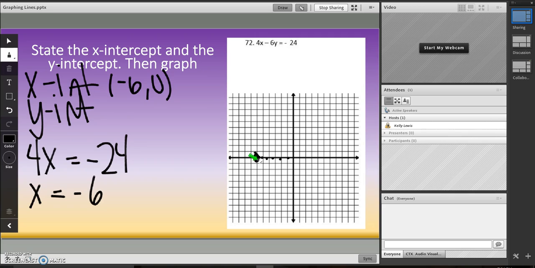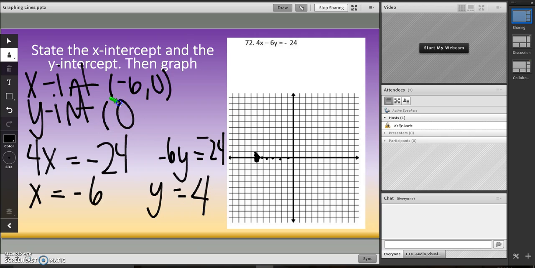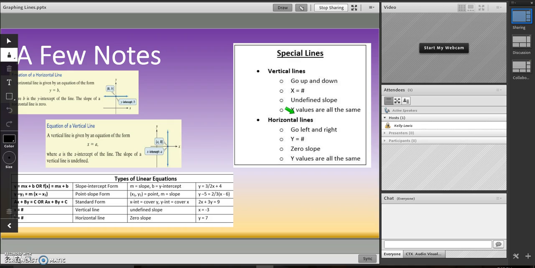And then the y-intercept is going to be negative 6y equals negative 24, because you plugged in a 0 for x. Negative 24 divided by negative 6 is 4. So it's going to be 0, comma 4. And that's 4. Then you connect the dots. Don't forget the arrows, because that means the line goes infinitely in either direction. I'm going to stop the video, and on the next video I'll do horizontal and vertical lines.